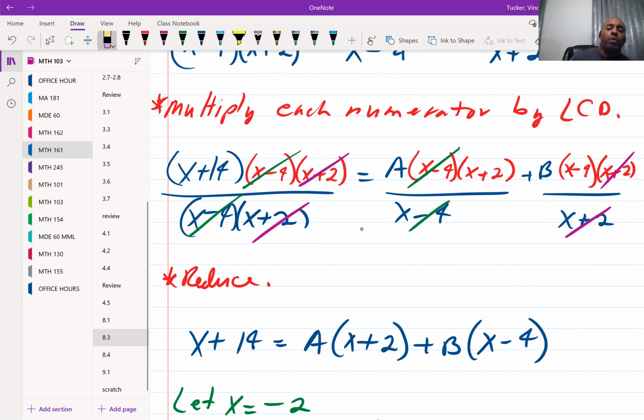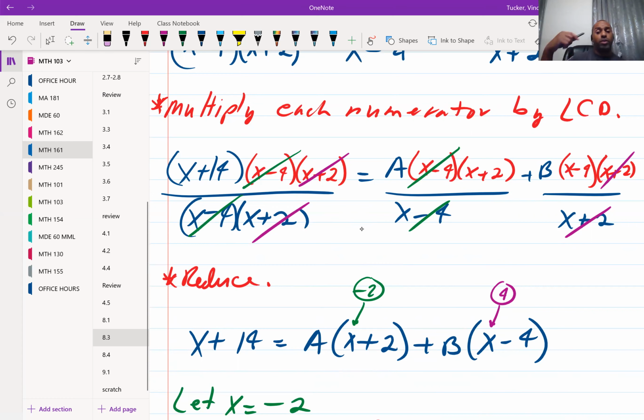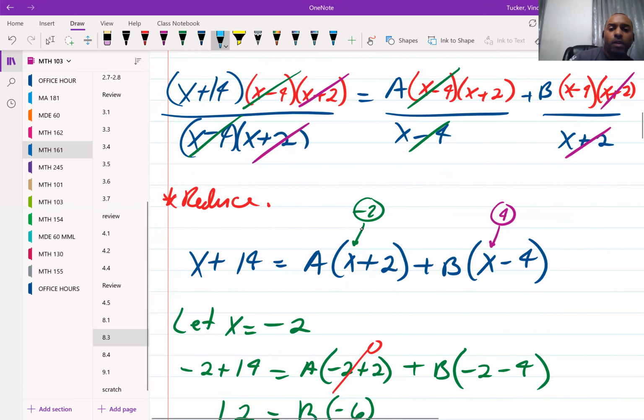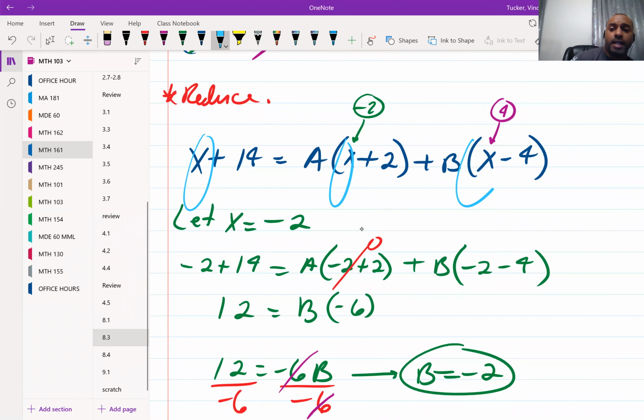But here, what we would do is look at each one of our parentheses and ask, what can I plug in here to make it go to 0? In the first one, plugging in -2, -2 plus 2 would be 0. And in the second one, plugging in 4, 4 minus 4 would be 0. Those are the values that I'm going to use to plug into my equation. So looking at the first one, I plug in -2 in each place that I see x.